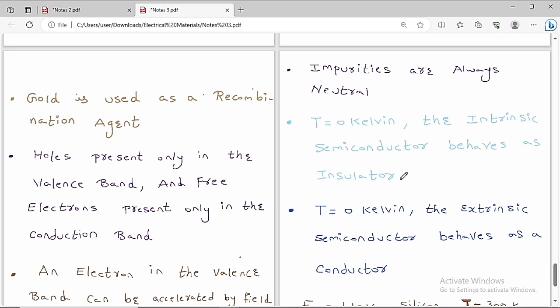But when you keep the extrinsic semiconductor at 0 Kelvin temperature, it is going to be a conductor. Why? Because I already told you, even though at 0 Kelvin temperature Na value is equal to 0, the values of p and n are not equal to 0. I have already shown you with the help of equations also. So in the case of a P-type semiconductor, even though Na is equal to 0, the p value is not equal to 0. In the case of an N-type semiconductor, even though Na is equal to 0, n is not equal to 0. Because of these reasons, even at 0 Kelvin temperature, free charge carriers are available in the semiconductor. So because of this reason, it is going to act like a conductor.